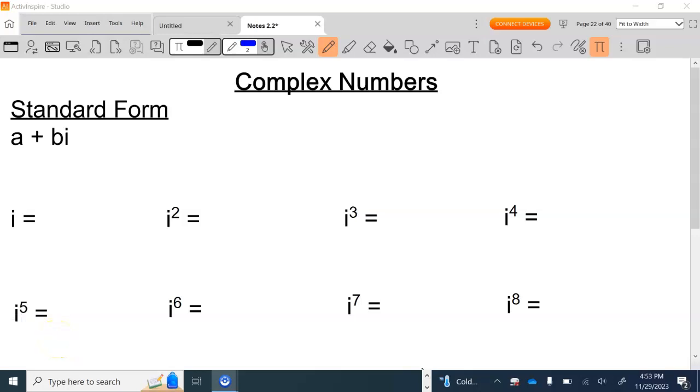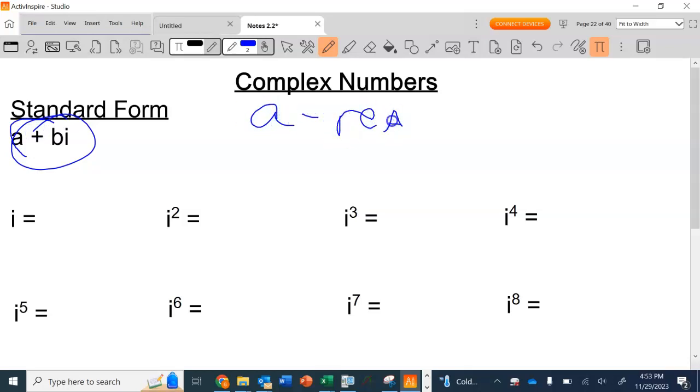So the next thing we're going to look at has to do with complex numbers. A complex number is essentially when we take a real number and we add or subtract it to an imaginary number. This represents the standard form for a complex number. The a part represents the real part of the complex number, so that would be the real number. And then the bi here represents the imaginary unit.